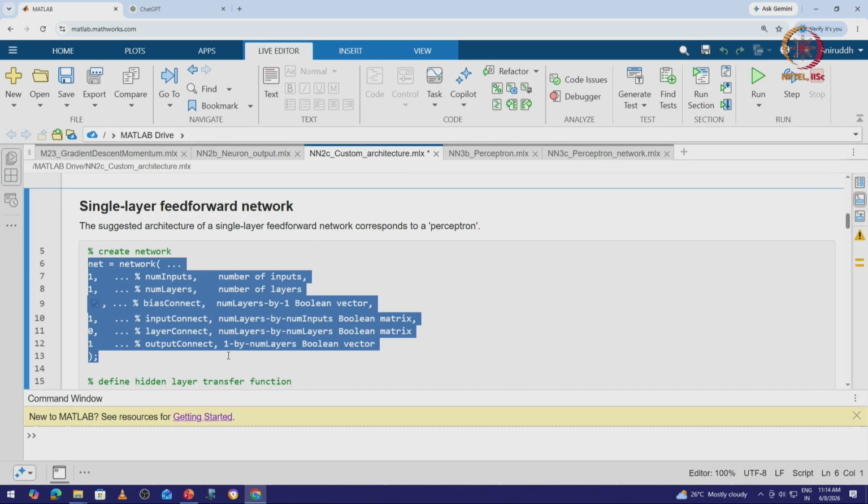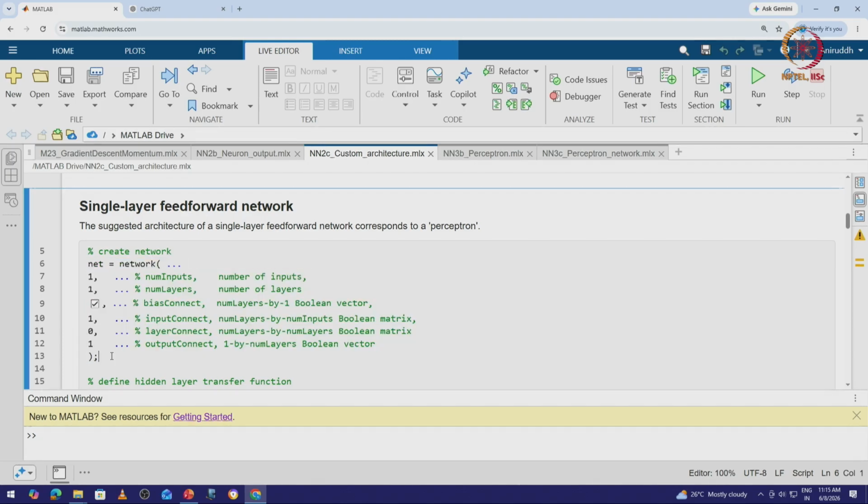We will not go into detail about this syntax because it is specific to MATLAB. For Python, using the PyTorch and TensorFlow frameworks, it is slightly different. However, we do understand what is important while defining a single layer feed forward network. It is important to define the number of inputs that it would have. It is important to define the number of layers that it would have, so the number of hidden layers.